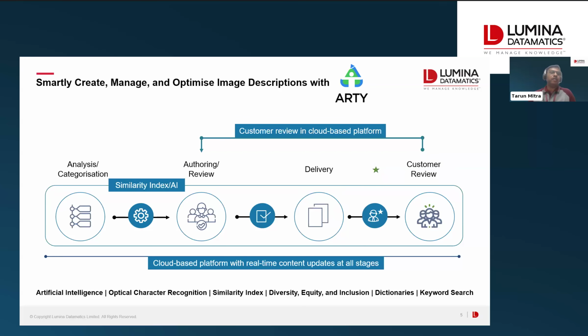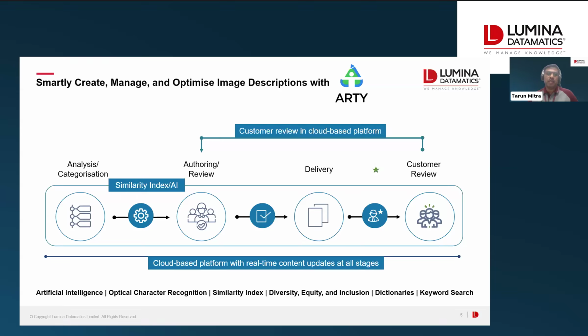Hello, everyone. So RT is Lumina's cloud-based authoring and workflow system for alternative text. The platform serves as a single source for all stakeholders who are involved in an alt text project, including our customers who could use it to track their projects, review, and approve alt text within the system itself. RT has a host of features to aid and assist an alt text author and writer, like AI-assisted alt text, image OCR, similarity index, DE and I assist, and support for dictionaries.